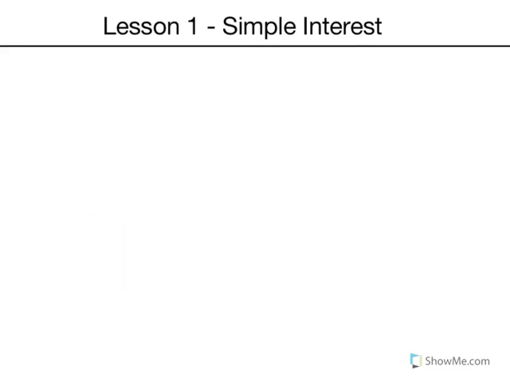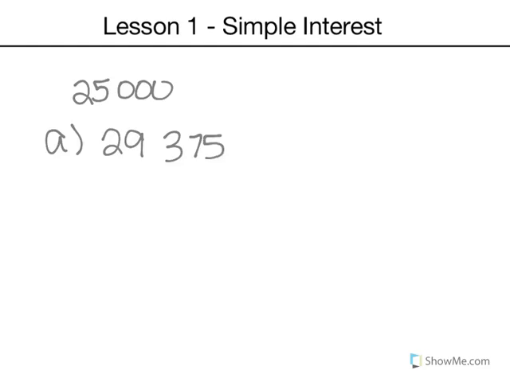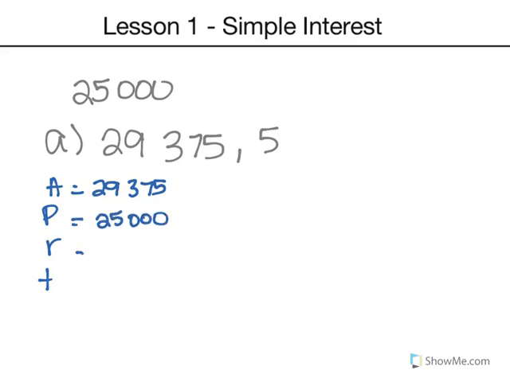Alright, example 5. You're investing $25,000 into a Canada Savings bond that pays annually. If your future value is $29,375, and this was at the end of 5 years, what was the interest rate? So we have A, P, R, T. A is $29,375. P is $25,000. We do not know the rate, but we know the term is 5.